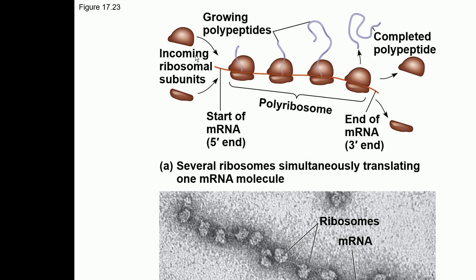So the ribosome which has reached here has already made the complete polypeptide. The ribosome which has reached here has made this much polypeptide. The ribosome which has reached here has made this much polypeptide. The one which is just starting has made this much polypeptide. So polyribosomes are found both in prokaryotes and eukaryotes, and they help in increasing the efficiency of the protein expression.